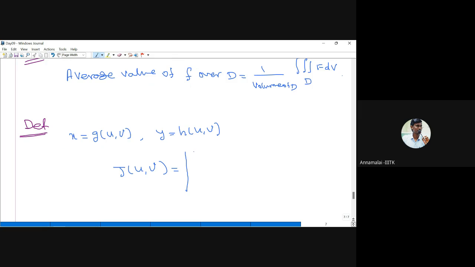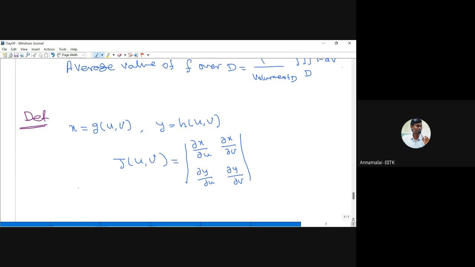You have to differentiate this x with respect to u, x is nothing but g actually. And then we have to differentiate x with respect to v, and then we have to differentiate y with respect to u, and then we have to differentiate y with respect to v. Okay, this is actually called Jacobian determinant or Jacobian. The J is called actually Jacobian determinant.